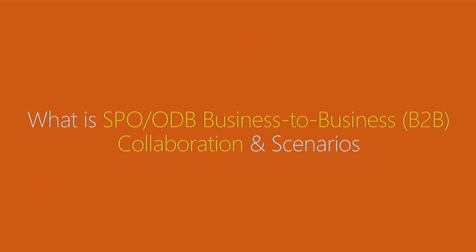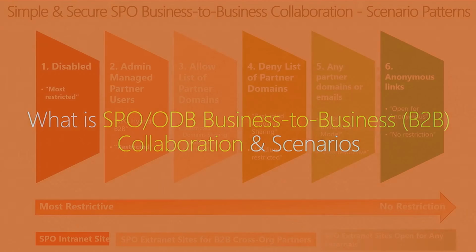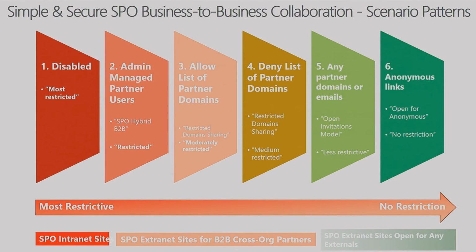Now let's talk specifically about SharePoint Online and OneDrive for Business collaboration, and what the scenarios in this space are. First and foremost, the security spectrum is how we think about this whole space of external collaboration. Starting from the left, the leftmost one is completely locked down, meaning your tenant completely disables external sharing, so no external sharing whatsoever is allowed. You can choose to do it that way.